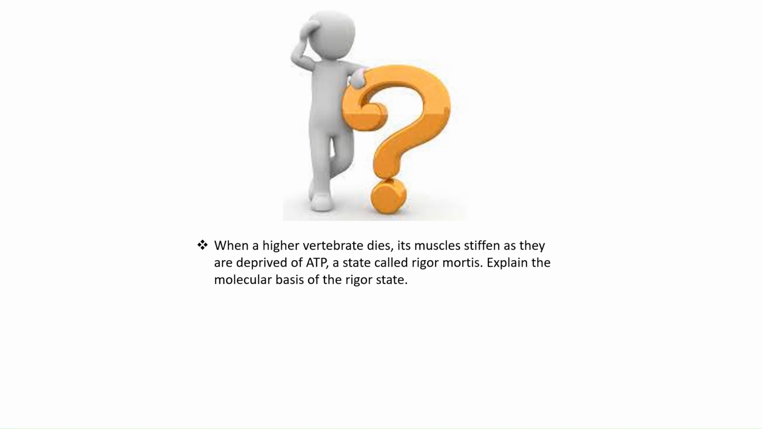Now one question from my end for you all, that is, when a higher vertebrate dies, its muscles stiffen as they are deprived of ATP, a state called rigor mortis. Explain the molecular basis of rigor mortis.